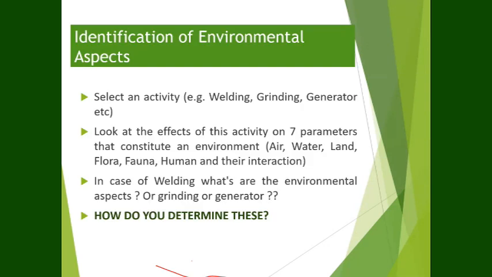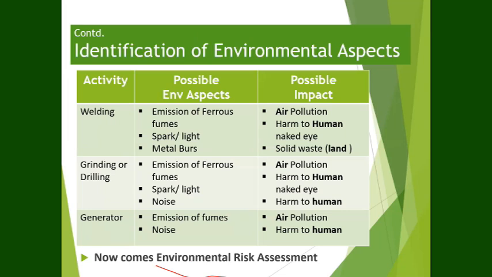Like in case of welding, what is the environmental aspect? Can you just see? Let's look at this on this slide. Just see here. Just have a look. You see, there's a table in which on the left-hand side, you see the activity. What are the possible aspects and what is the impact of these aspects? Like number one, welding. So what are the aspects? Aspect means the activities, the impact of these activities in the surroundings.